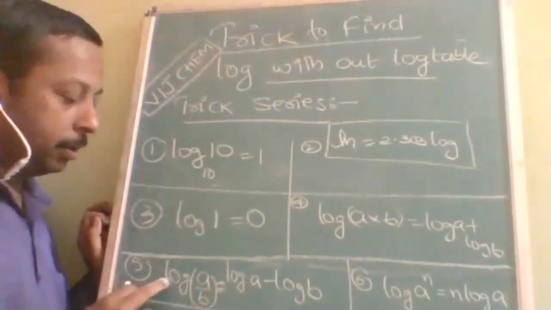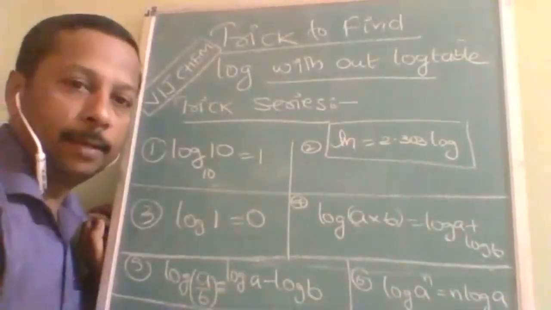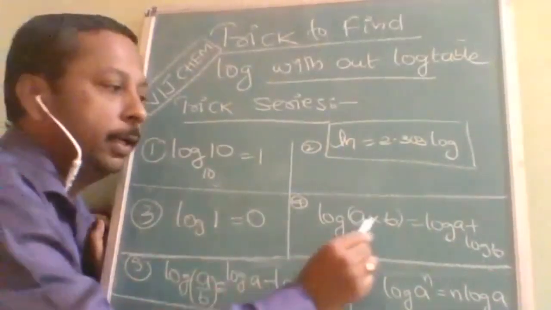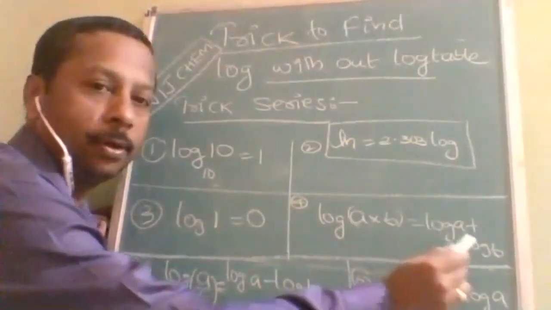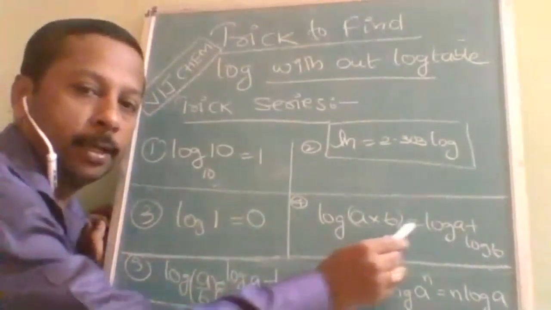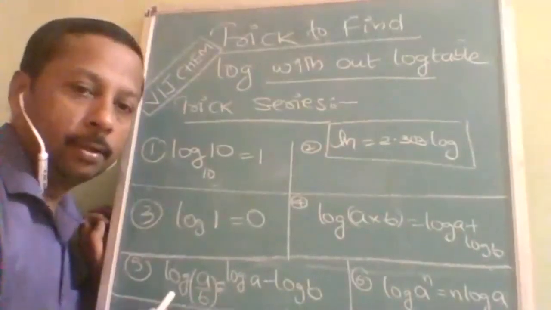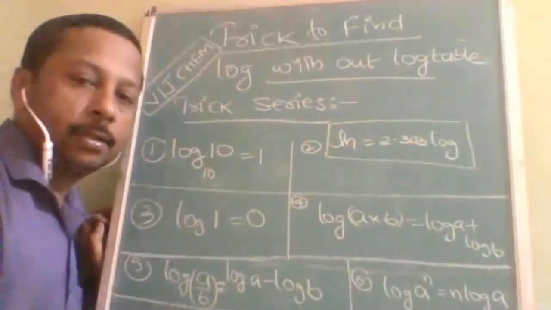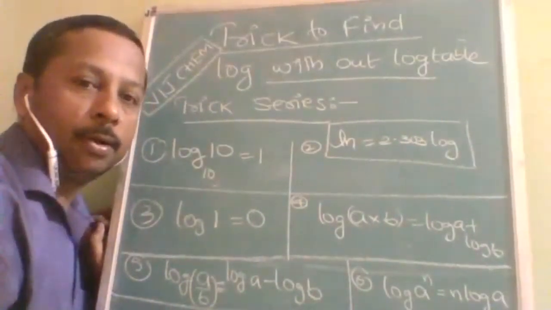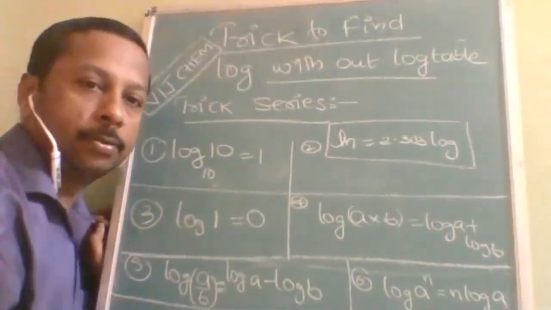Understood? So for log of A into B, if they are multiplied, there will be a plus between them. Log of A into B is equal to log A plus log B. Next, if for multiplication it is plus, then for division it should be minus. Simple logic. So log of A by B is equal to log A minus log B. Then log A to the power of n is equal to n log A. Log A to the power of n is equal to how much? n log A. Is it understood, students?